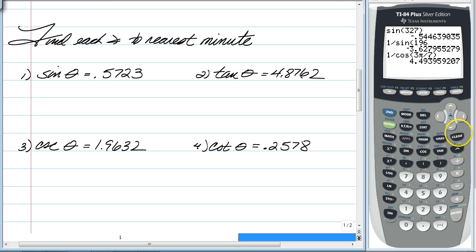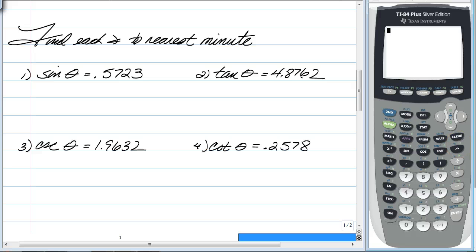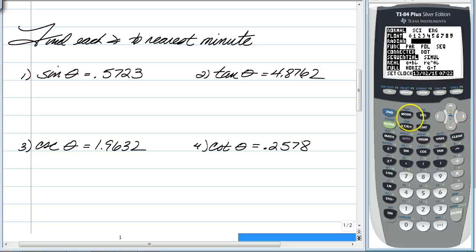So, number 1, we're going to find what the angle is. In order to work backwards, inverse trig uses the second button. So we're going to press second sine, and that's going to be of 0.5723. However, before you finish typing that, make sure you go back and click mode and go back to degrees. The reason why I say that is because it says round to the nearest minute. That's telling you that you need to be in degrees.